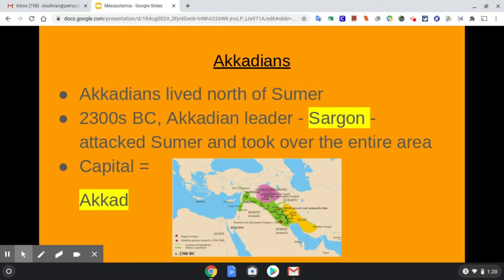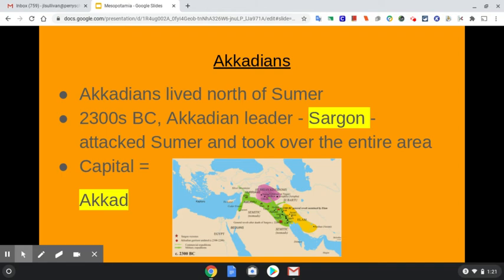So if you do not have your packet of notes out, please get that out. And you are going to be taking notes over the Akkadians. Akkadians take over Sumer, bottom half of the page from yesterday. If you do not have a copy of the notes, just on a piece of paper, write down the information, please.